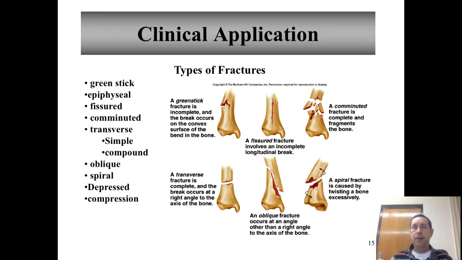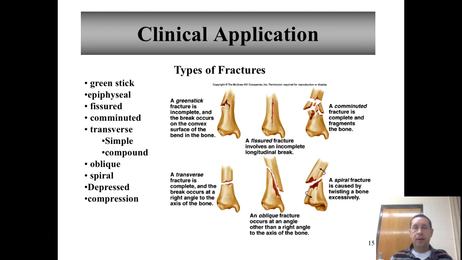A comminuted fracture is where the bone has been broken into several fragments and it's completely broken, and you would need pins and screws to put it all back together. A transverse fracture is a complete break at a right angle to the long axis of the bone. In a simple transverse fracture, the cut ends of the bone are lined up properly. It doesn't require any kind of open reduction or surgery to set the bone. It would use a closed reduction and no surgery.